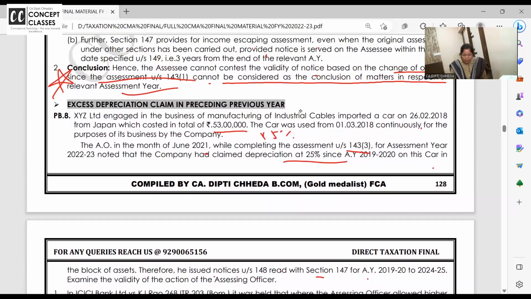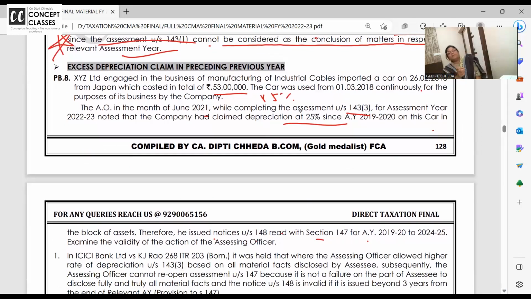केस समझ में आ रहा है आपको? You have purchased a car. You should have depreciated 15%. You depreciated 25%. Because you depreciated 25%, you are claiming higher expenditure, तो थोड़ी income रह गई. तो they want to go in 147. You know, 147 is not that lenient. जिसको अच्छा लगे आ जाओ, no. This is like a mistake apparent from the record. This is a silly clerical mistake that instead of charging depreciation at 15%, you have charged 25%. Don't go for 147 and all.